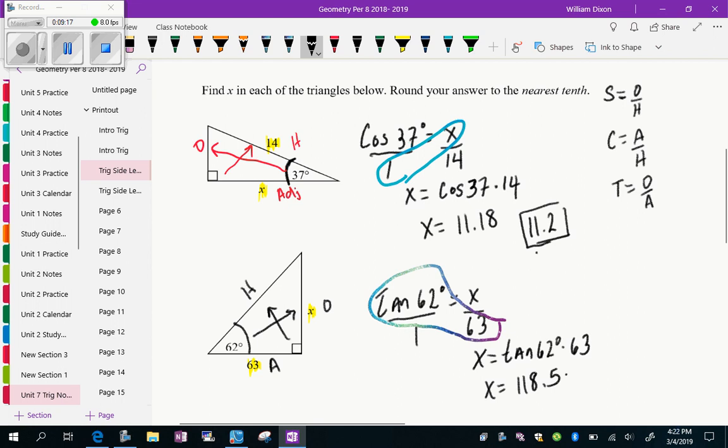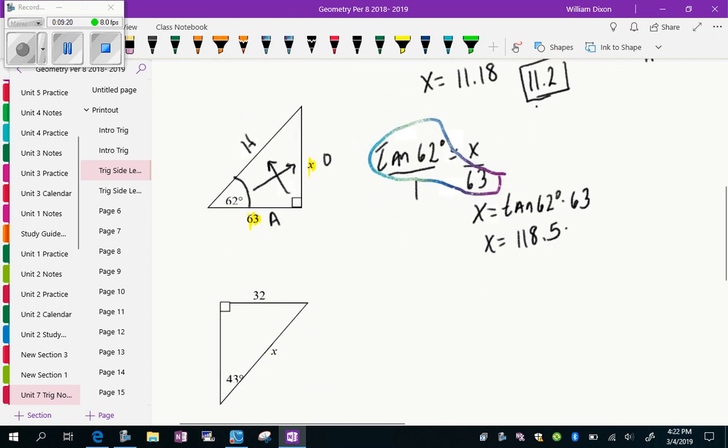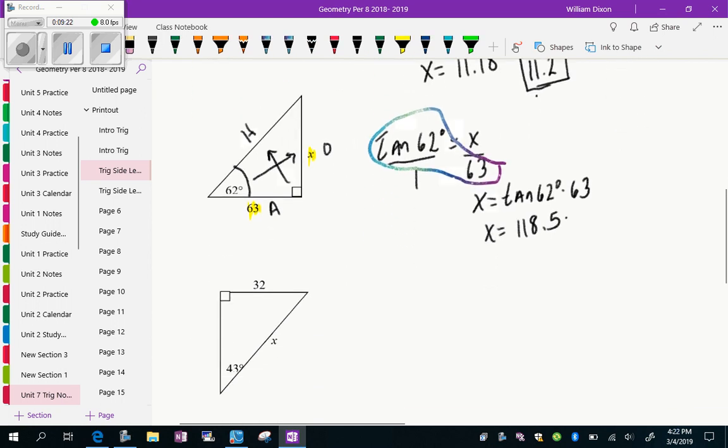All right, let's go to our last problem. All right, same strategy, triangles upside down, but that does not matter. All right, the beauty of math is the rules remain the same. So I highlight my angle, identify my side opposite. My side opposite is O. The side opposite the right angle is the hypotenuse, that is H. And the side next to it is adjacent.